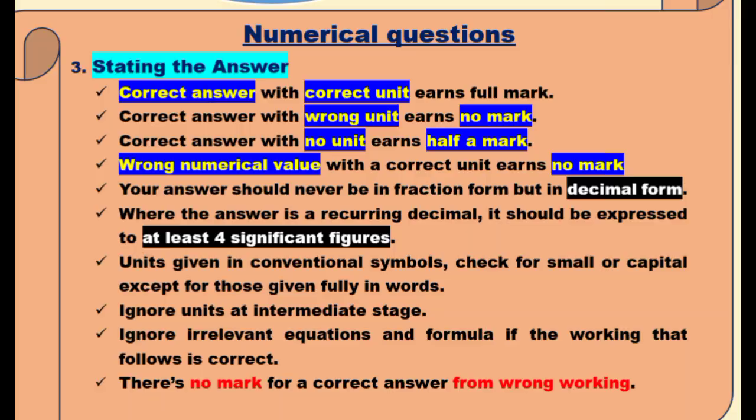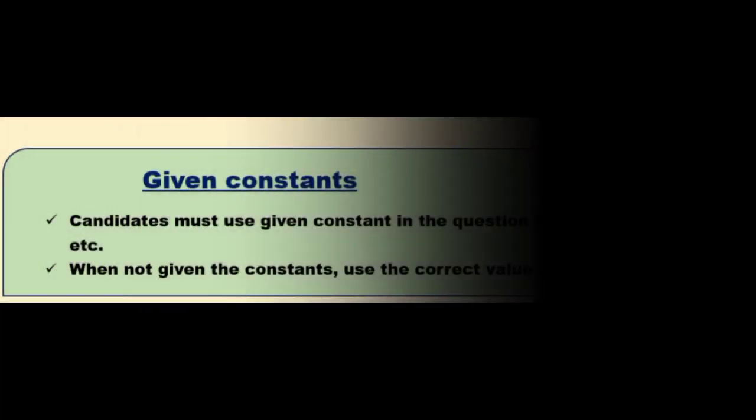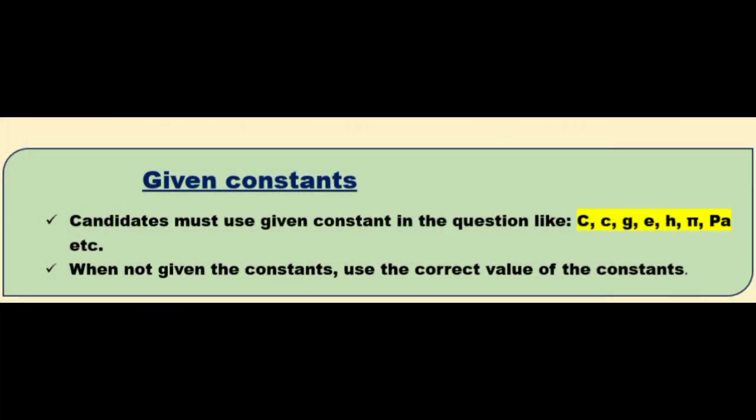That is given constants. The constants. So candidates should use given constants in the question. For example, capital C for heat capacity, small c for specific heat capacity, g pull of gravity, e charge of an electron, h Planck's constant, pi among others. You have Pa, atmospheric pressure, among others.